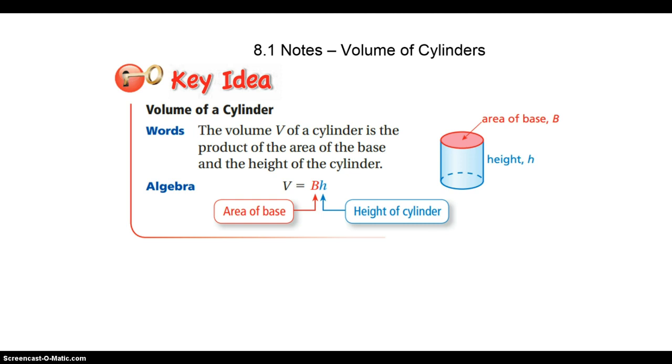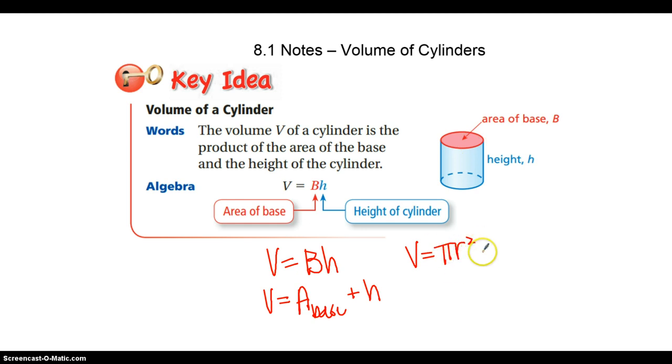So the volume of a cylinder is the product, which is multiplication, of the area of the base and the height of the cylinder. Okay, so you may see it as volume is equal to base times height. You'll see me refer to it sometimes as the area of the base times the height. And you could also see it, if it's a cylinder, as pi r squared, because that's the area of a circle, times the height. So those are the 3 different ways that you could see this written.